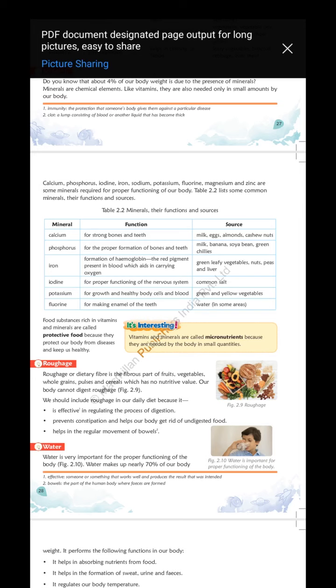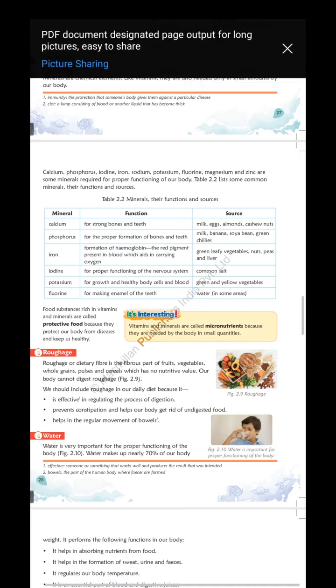Fluorine is also important, Nana, for enamel of the teeth. Enamel means the layer which is present on the top of our teeth. So water containing fluorine. More fluorine means teeth will damage. Okay, for enamel protection we need fluorine, but if it is more we'll get damage of our teeth. And protective food we have to take in our daily life.